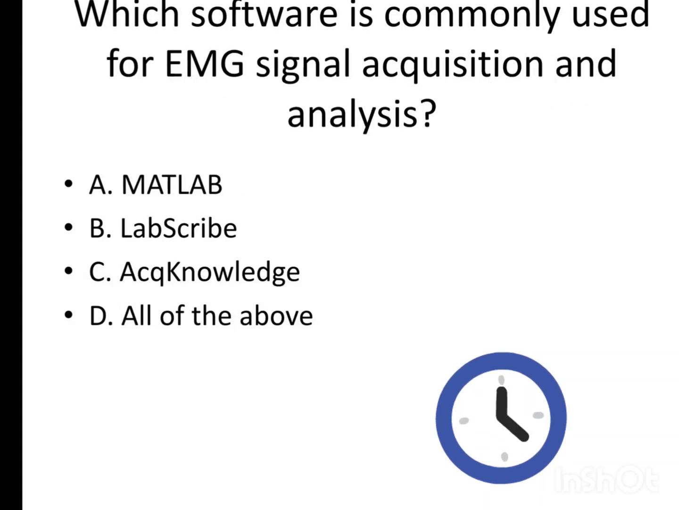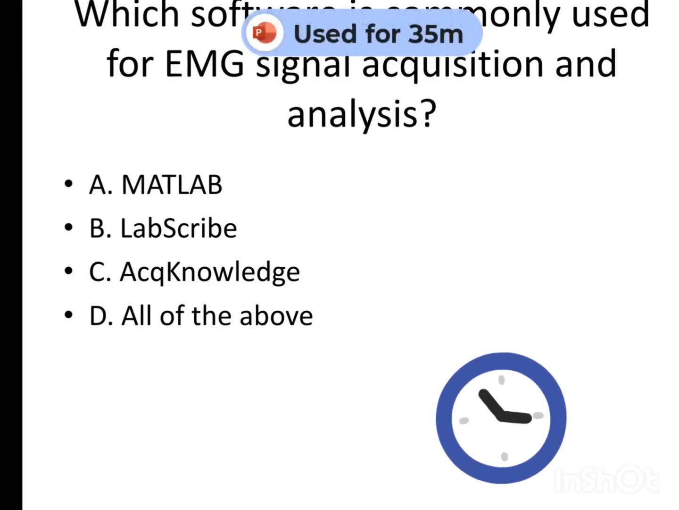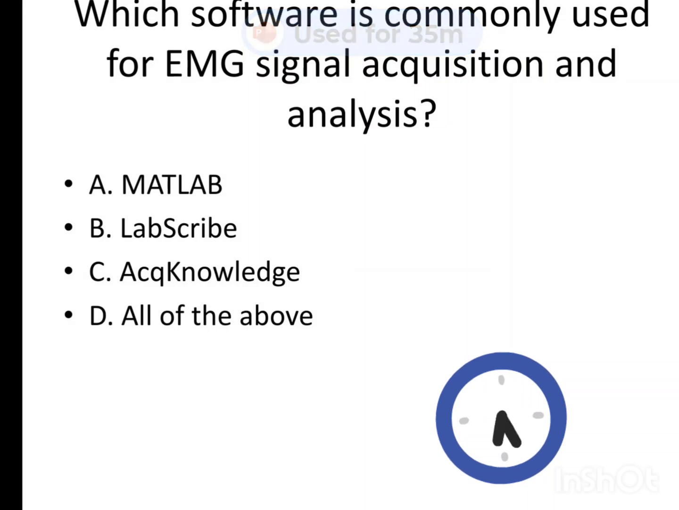Which software is commonly used for EMG signal acquisition? There is software you have to install on your computer for acquisition of the signals. There are various types of software: MATLAB, LabScribe, AcqKnowledge, and all of them are used for electromyographical signal measurements. So we are supposed to use LabScribe.